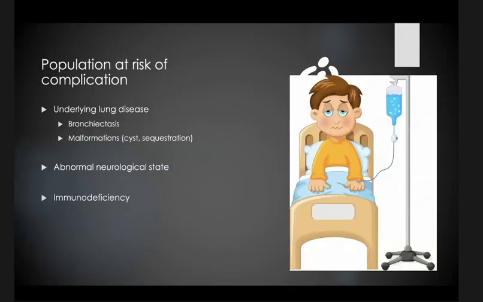So who is at risk of complication? The underlying lung disease like bronchiectasis, or in our population, we have cystic fibrosis a lot in Canada. And you have anybody with a malformation, cyst, sequestration, whatever you think of, abnormal neurological state, so they cannot excrete, they do not breathe regularly, and immunodeficiencies.